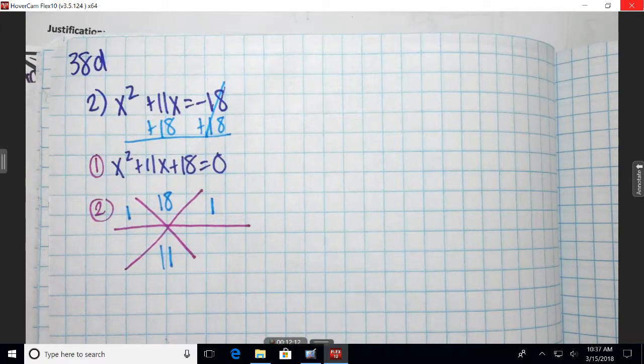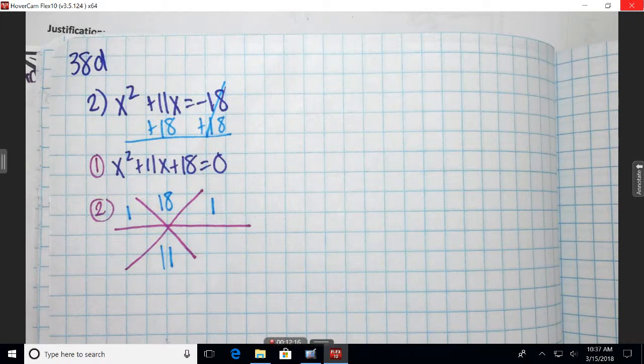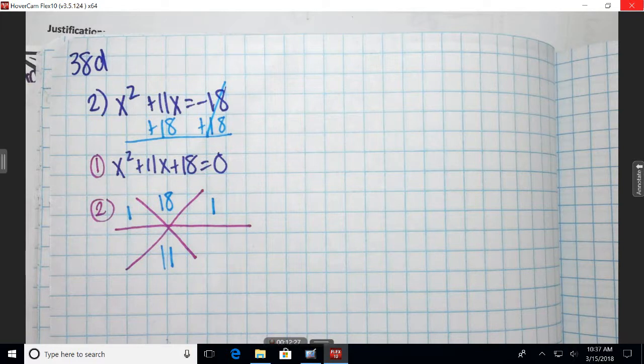Alright, so I want us to quietly, not scream it out, think of all the numbers that multiply to give us 18 and see which one adds to give us 11. So don't say anything out loud. We're just thinking. When she wants us to say it, she'll ask for us to say it.